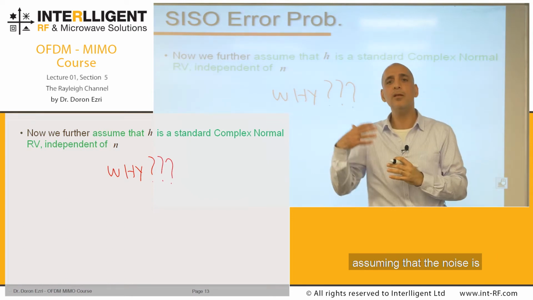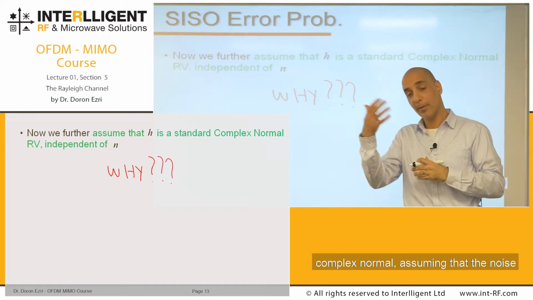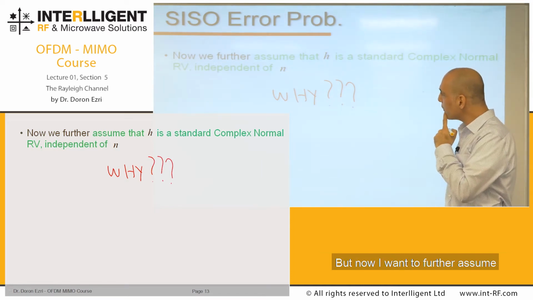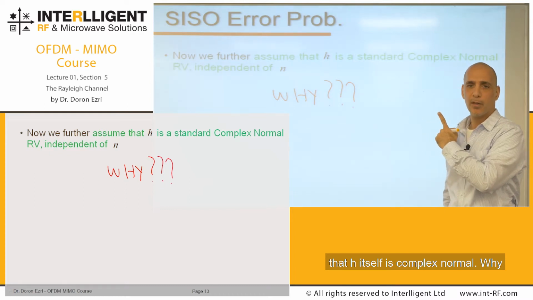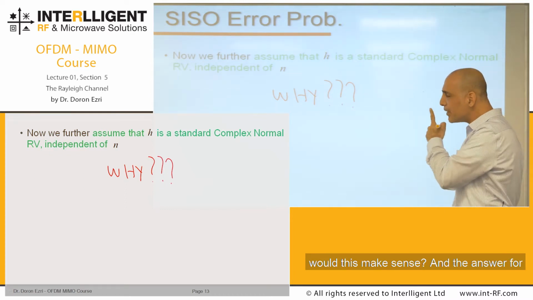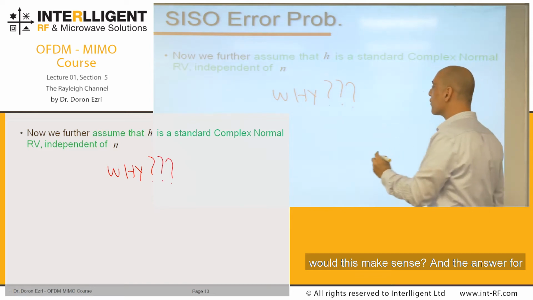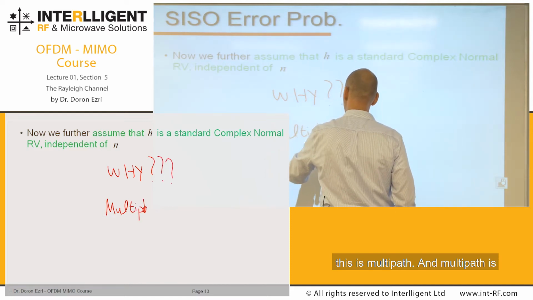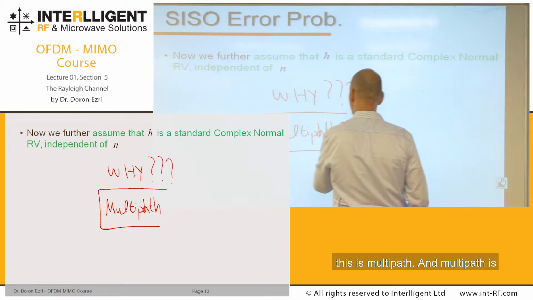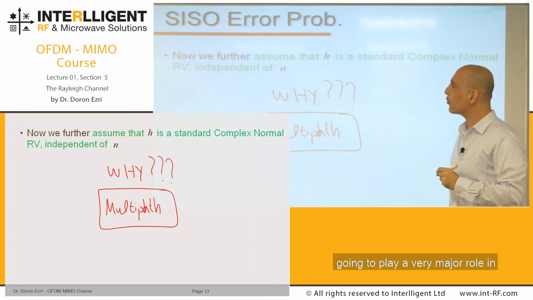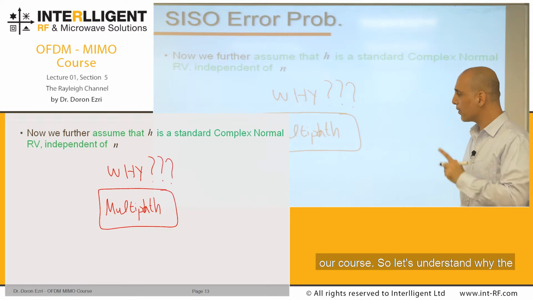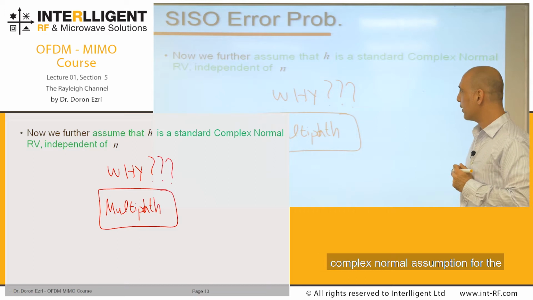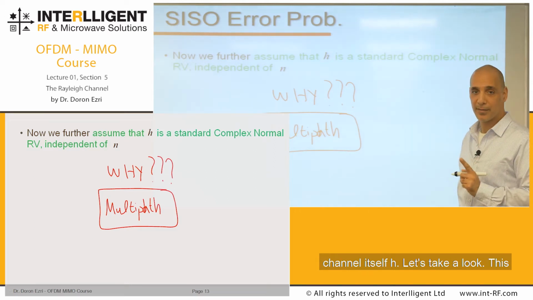You know, assuming that the noise is complex normal, assuming that the noise is Gaussian, this makes a lot of sense, yeah? But now I want to further assume that h itself is complex normal. Why would this make sense? And the answer for this is multipath. And multipath is going to play a very major role in our course. So let's understand why the physics of multipath actually creates the complex normal assumption for the channel itself, h.